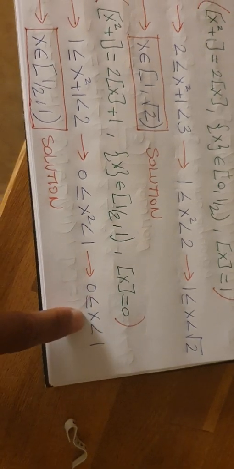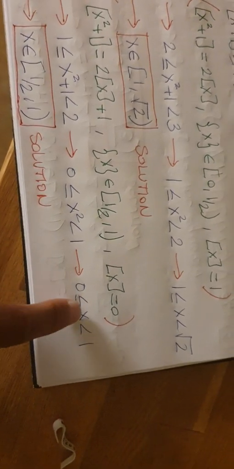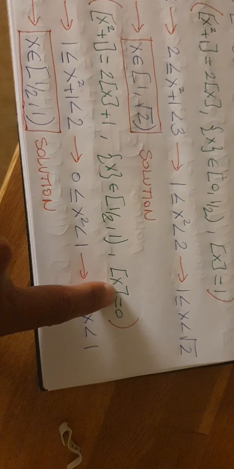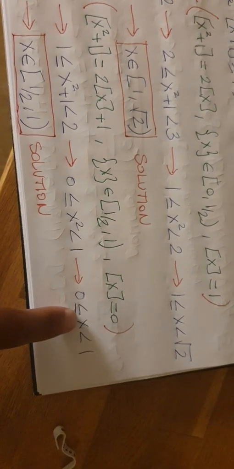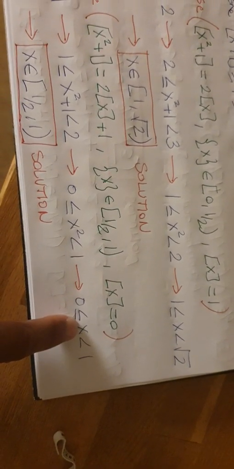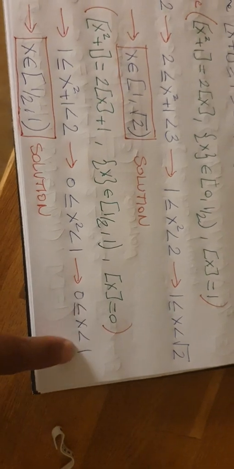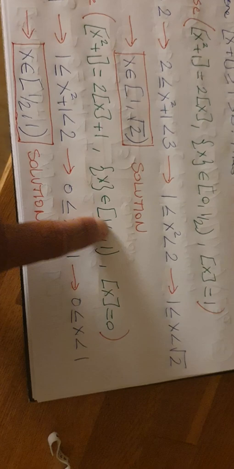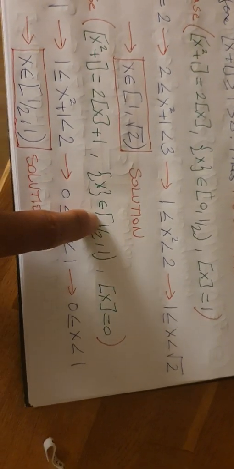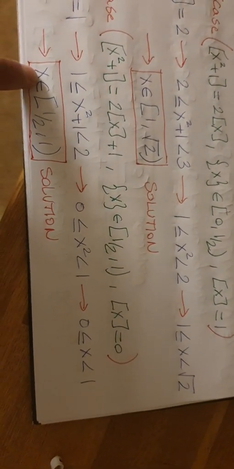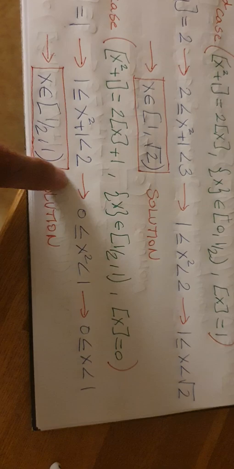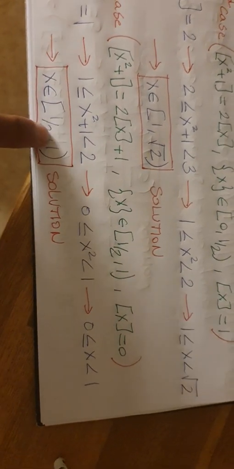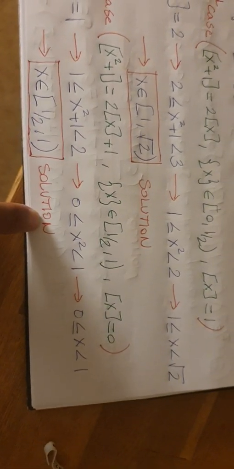And we see that if x lies between 0 and 1, then the integer part of x is 0, which is true, and the fractional part of x lies between 0 and 1. But we have to take into consideration this condition. So which means that this condition combined with that gives us that the solution lies in the following interval. So this interval is a solution as well.